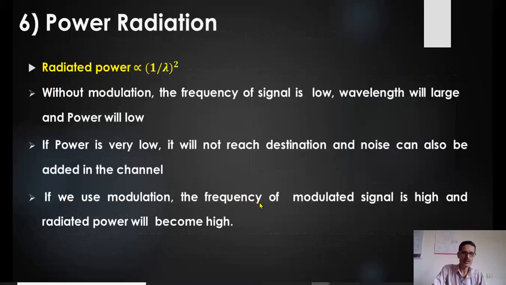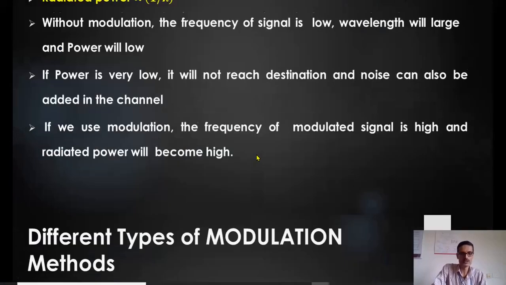Now, power radiation, I told about that. Power radiation is inversely proportional to the square of the wavelength. Without modulation, low frequency signals mean high wavelength, so radiated power is less. If the frequency of the signal is very large by using a modulation process, the wavelength is small, radiated power is large, and more distance can be covered. So that is the major advantage here.